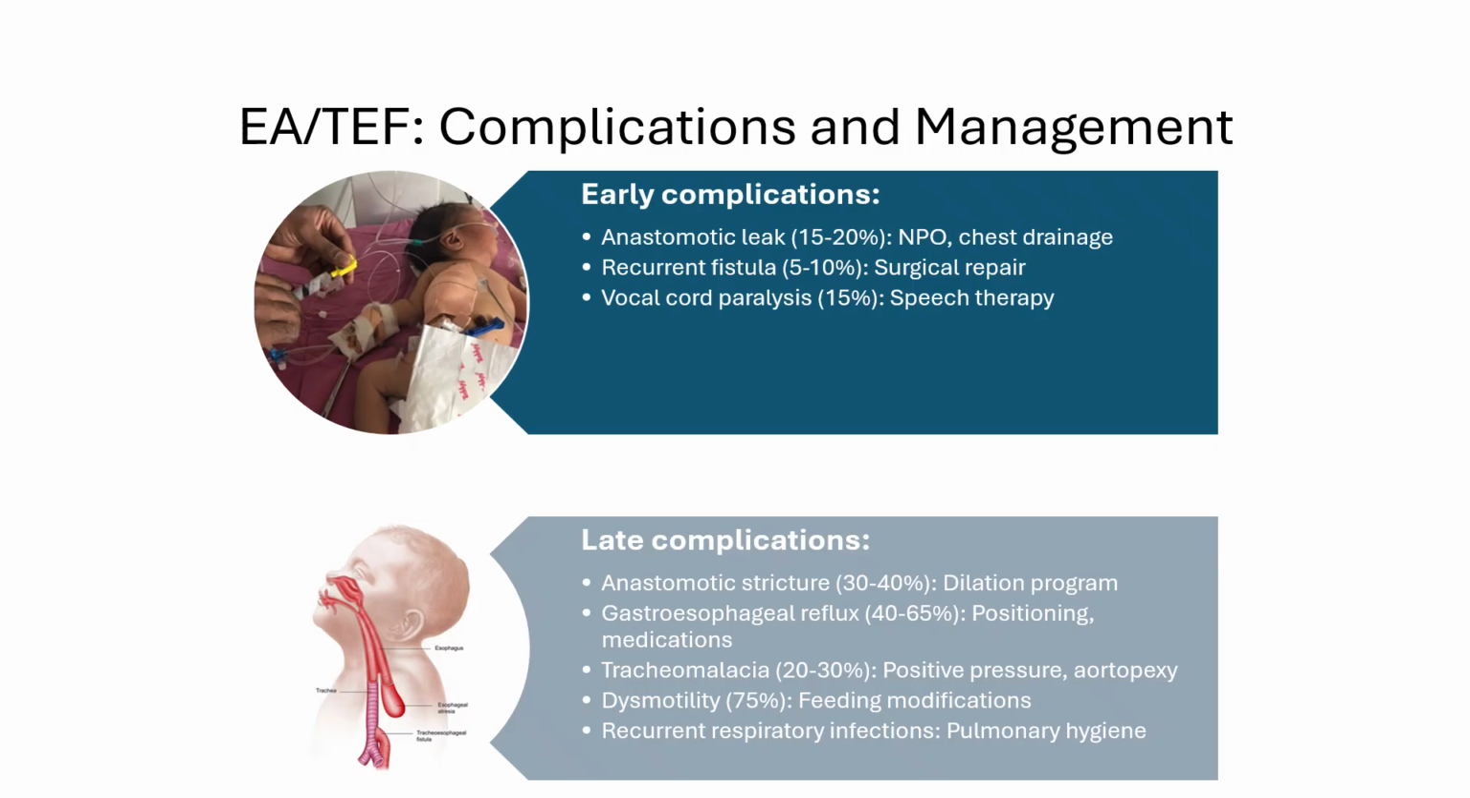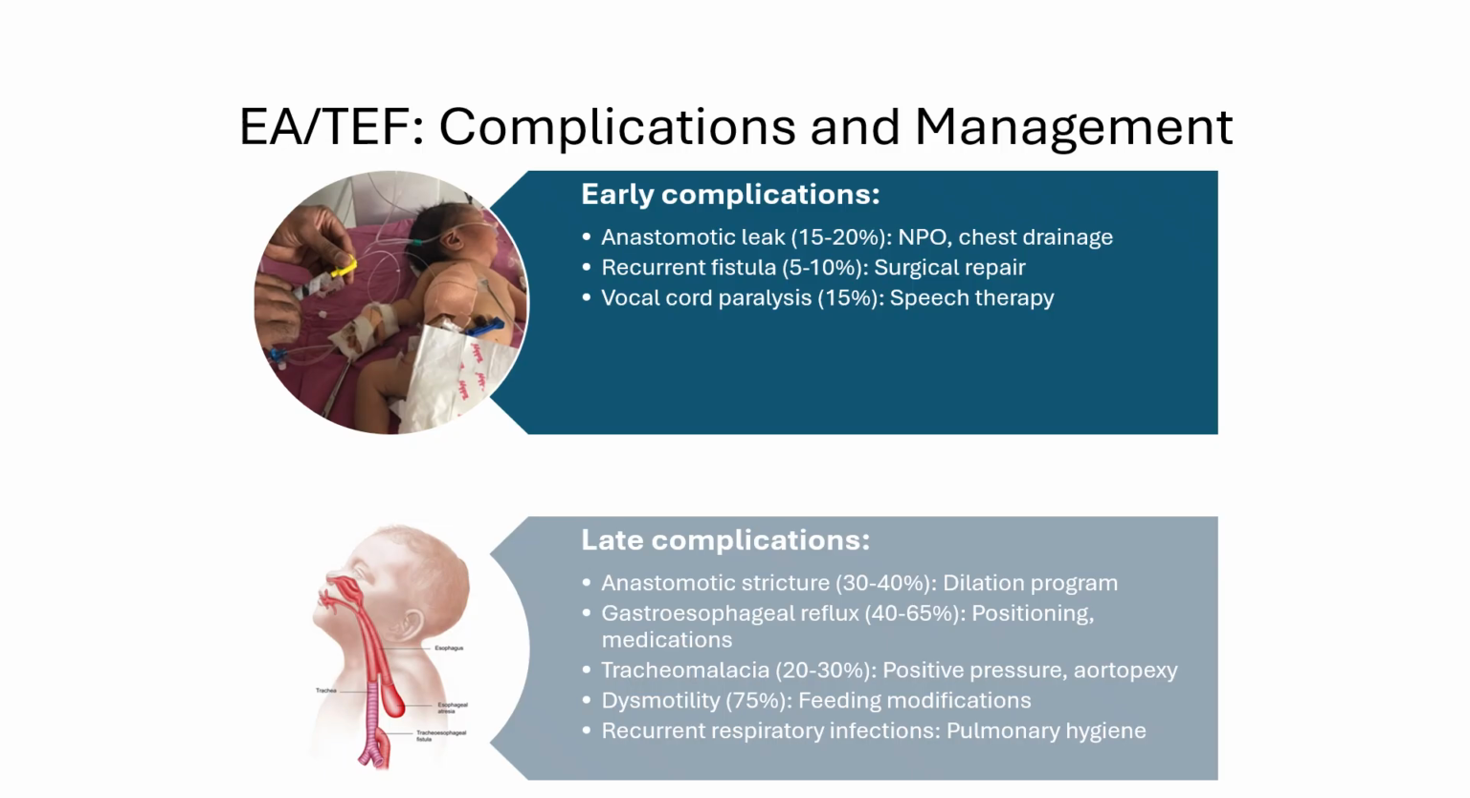Anastomotic leaks occur in 15 to 20% of cases, usually detected through chest tube drainage or routine contrast studies. When leaks happen, you'll need NPO status and chest drainage until healing occurs. Most small leaks heal without reoperation, but they often lead to stricture formation later.